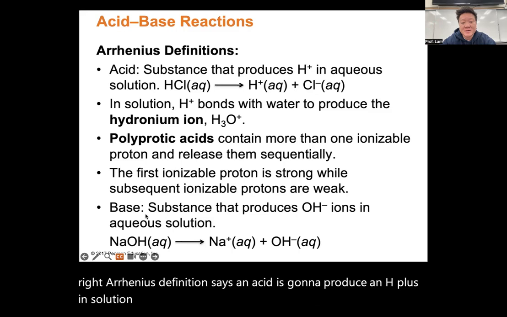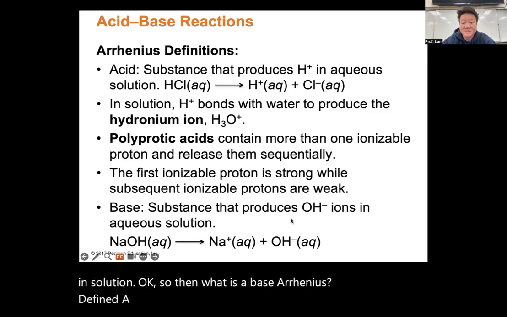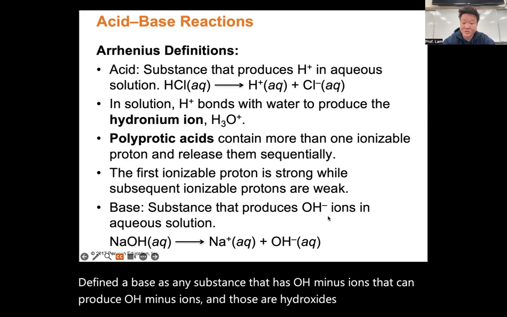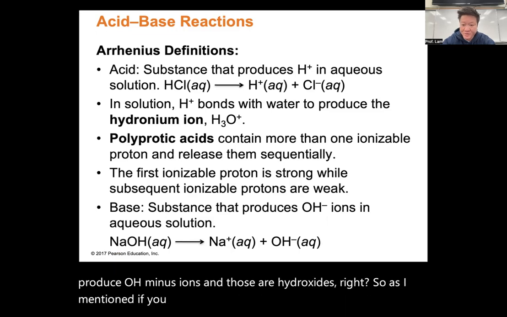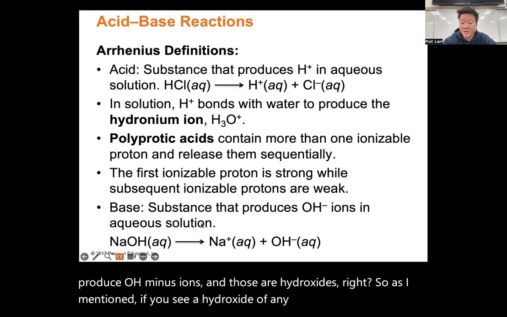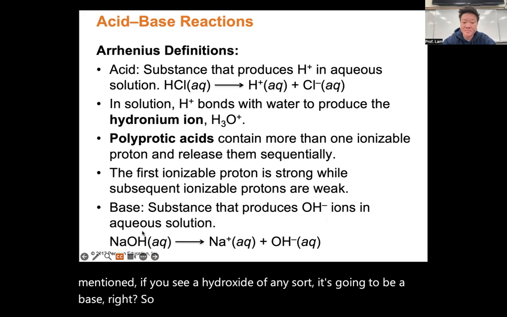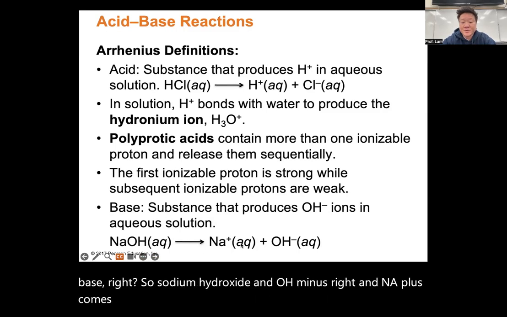So then what is a base? Arrhenius defined a base as any substance that can produce OH minus ions, and those are hydroxides. As I mentioned, if you see a hydroxide of any sort, it's going to be a base. So sodium hydroxide, Na plus and OH minus come together, and it will dissociate into Na plus and OH minus.